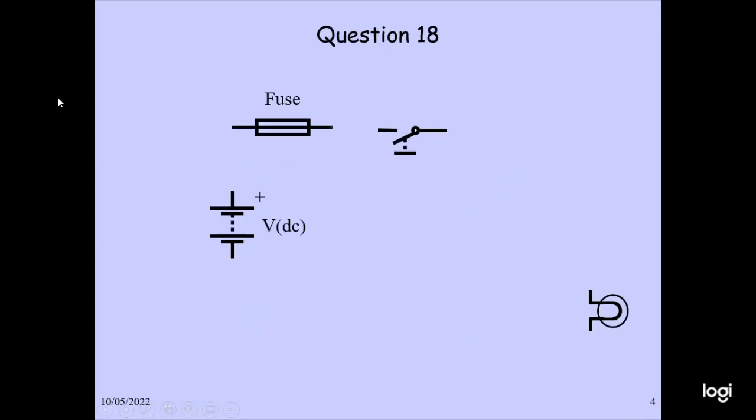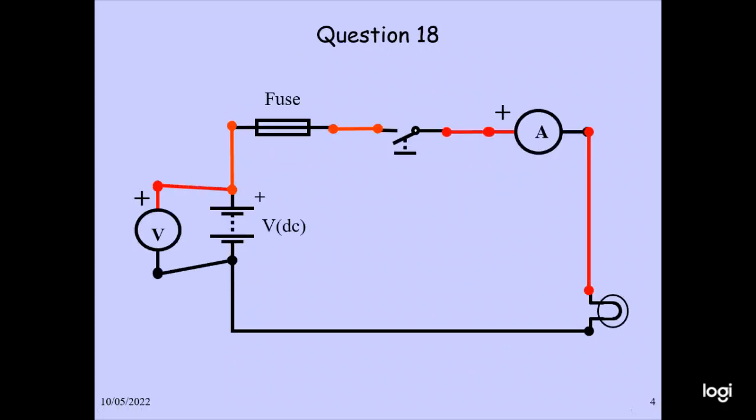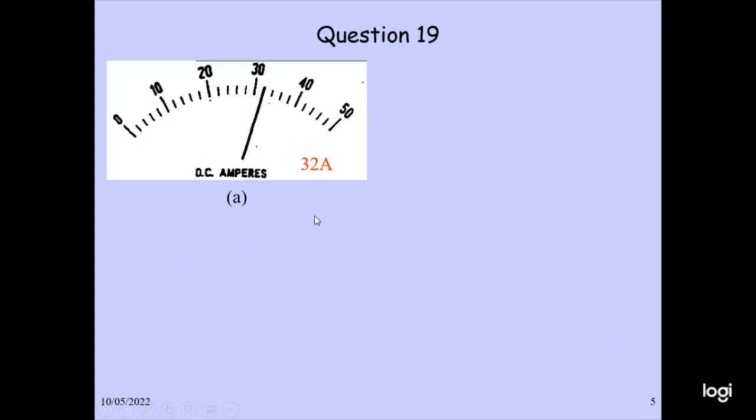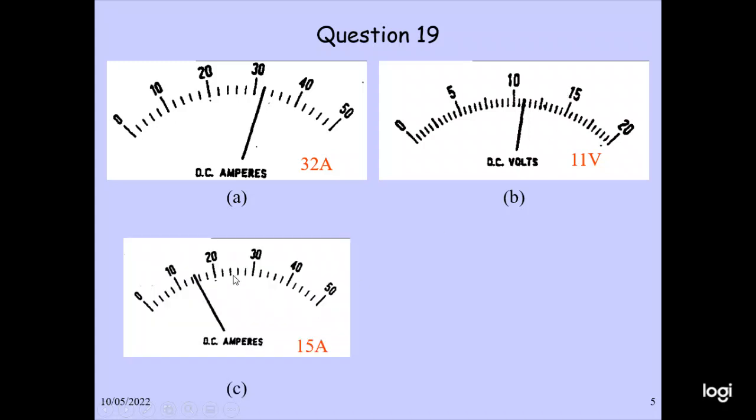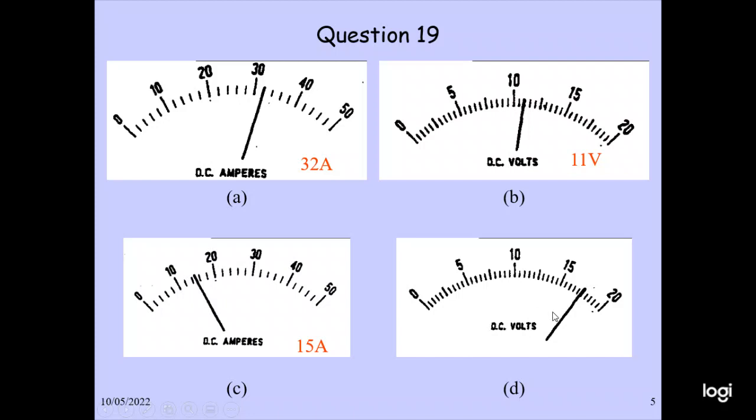So this is the connection of the voltmeter, fuse, switch, ammeter, and lamp. So this is measurement of voltage. This is a DC meter. This is reading 32 ampere. This is 11 volt. The DC meter 15 ampere. This is 17.5 volt.